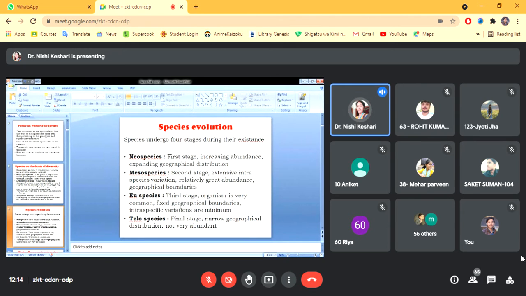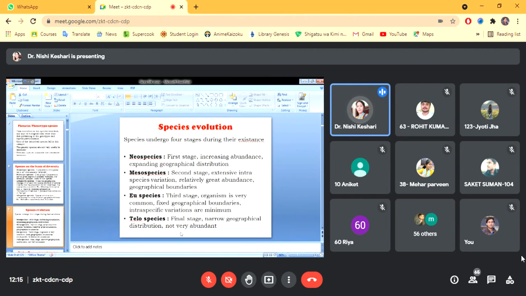After that, the third stage is new species. If you find that this organism was not really attacking that plant, but now it is very common and found in particular areas, like any particular crop or particular area, and whenever you go you can find them, then it is the true species. They have fixed geographical boundaries and intraspecific variations are minimal. When the intraspecific variation was high, that is when they were separating from the original population. In the new species, they are all new and the intraspecific variations within them are very small.